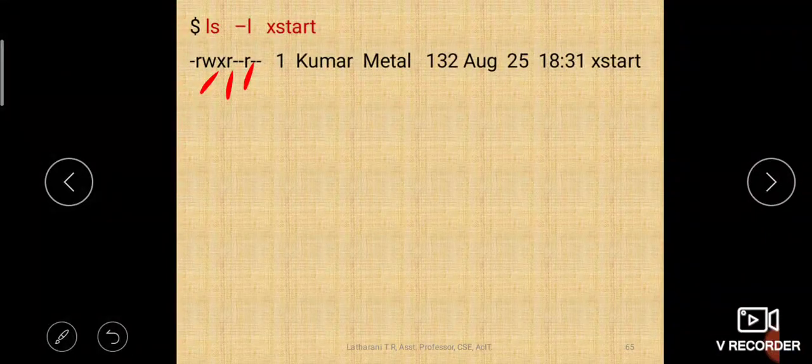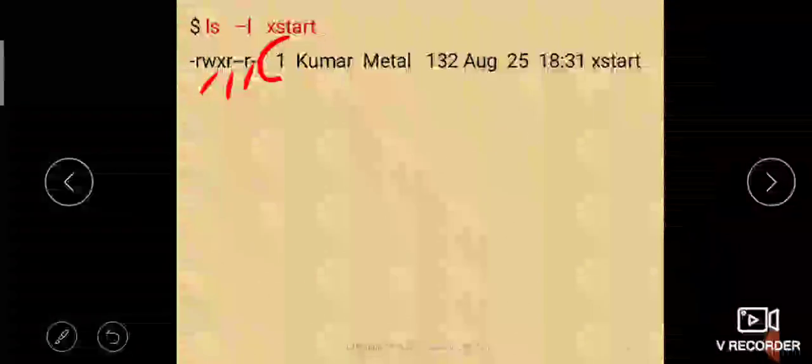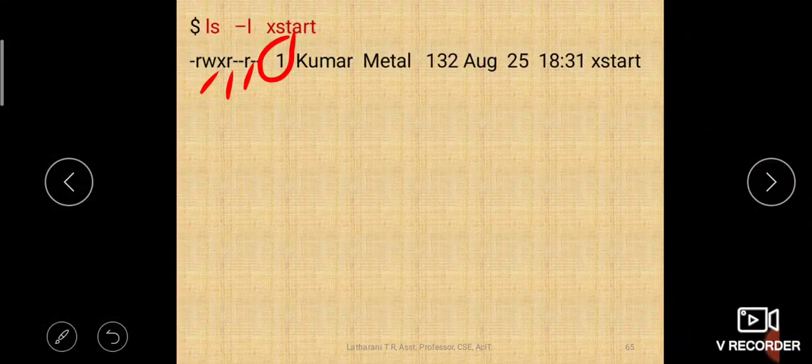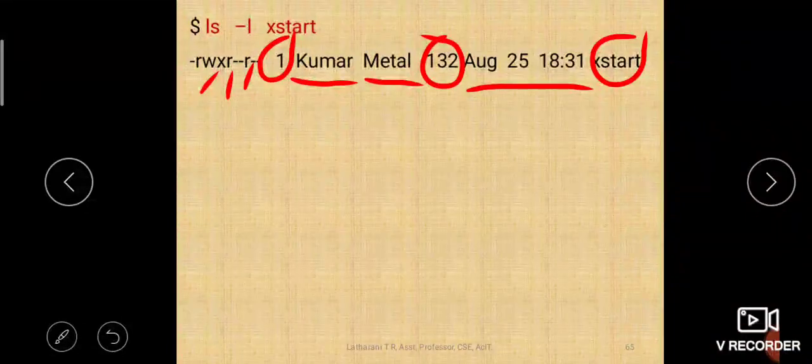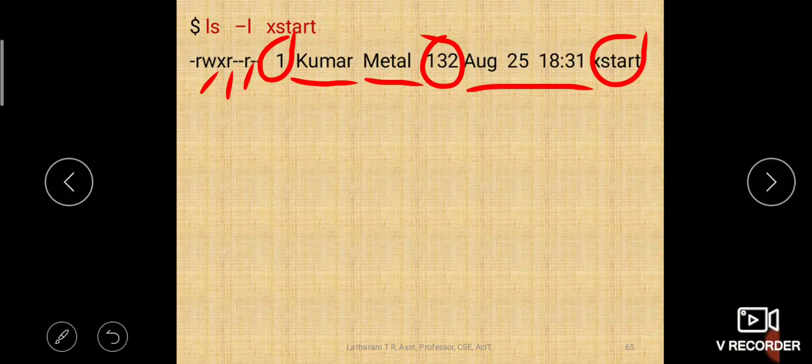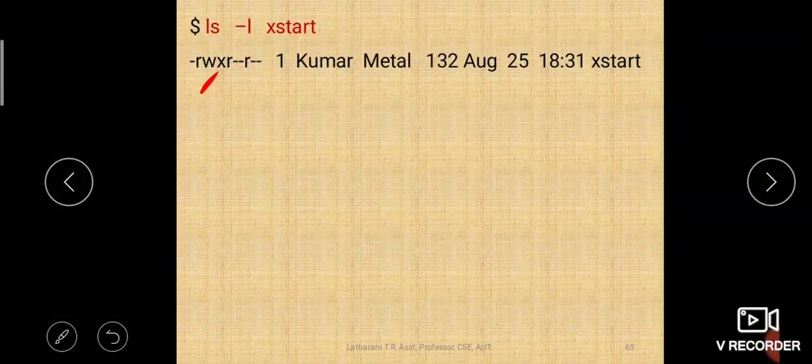These are all the things you know, right? This is the number of links for the file, this is the user of the file, this is the group of the file, this is the size of the file in bytes, this is the date and time of creation of the file, and this is the name of the file. These are all the attributes which will be listed when you say ls -l, the long list, for a file. So let us go with changing permission.